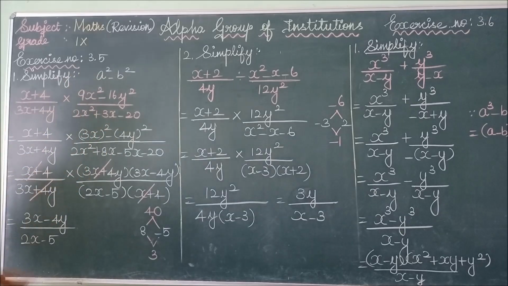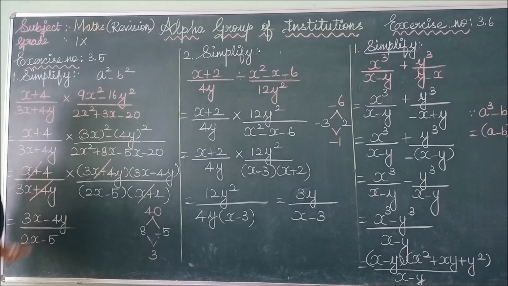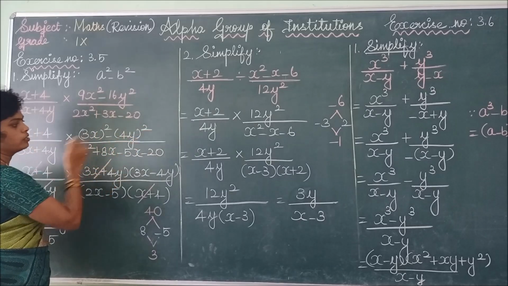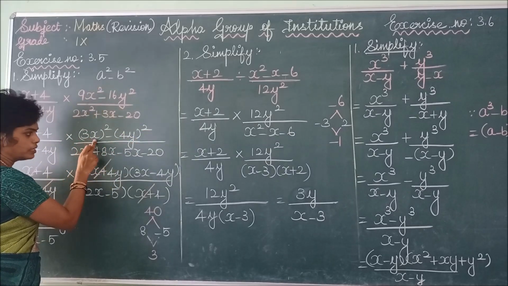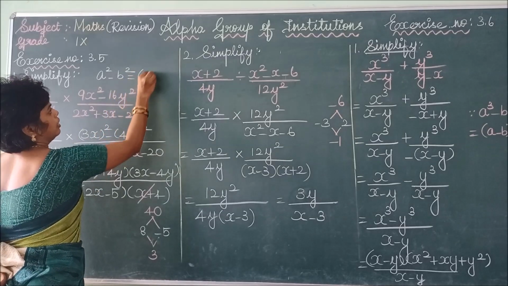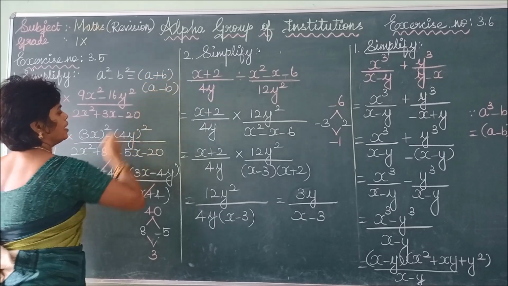a squared. Then what is the symbol here? Minus. So 16y squared can be written in the form of b squared, that is 4 squared, so 4y the whole squared. Now check: it is in the form of a squared minus b squared. Tell me the identity: a plus b into a minus b is the identity.